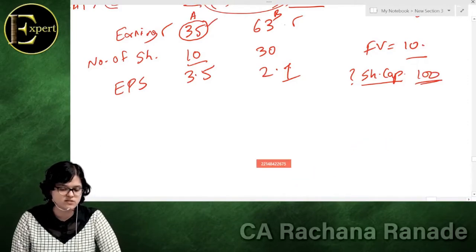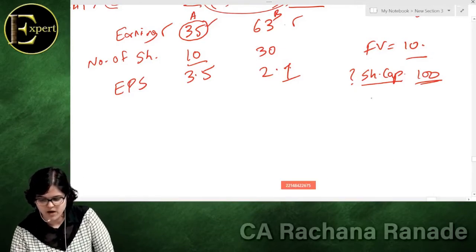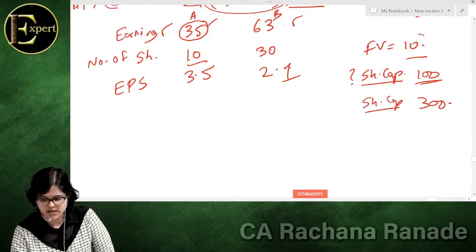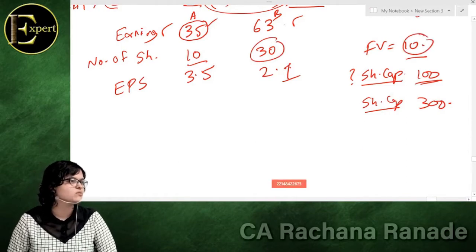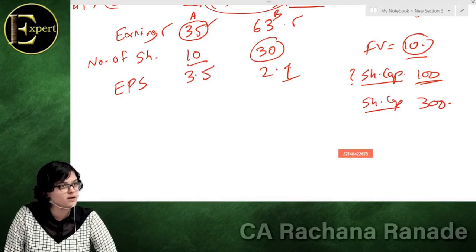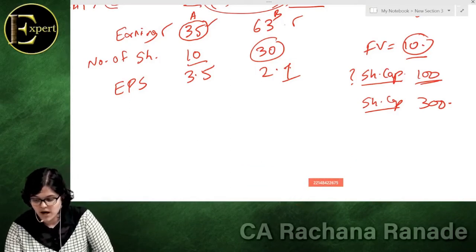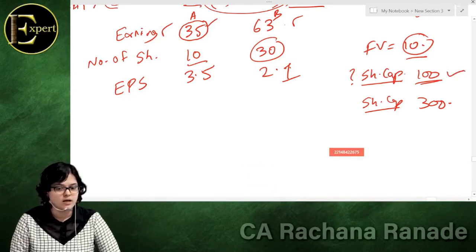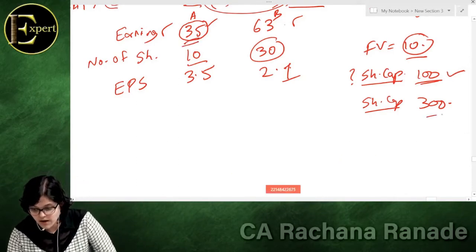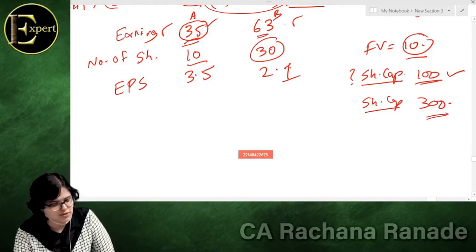And for B, what is the scenario? Tell me how much is share capital? 300. How 300? Number of shares multiplied by face value. So share capital for B will be 300. So what is my analysis now? Understand very carefully. With 100 rupees of capital, A is in a position to earn 35, and with 300 rupees of capital, B is able to earn 63 only.